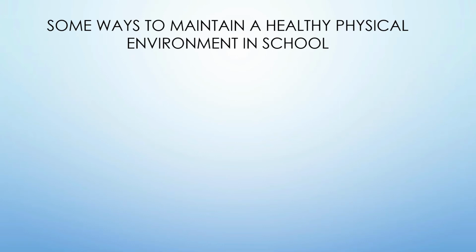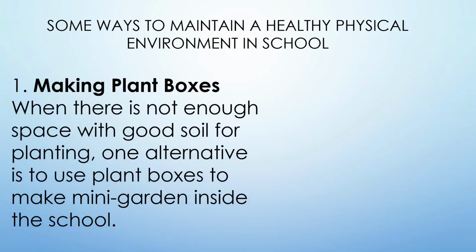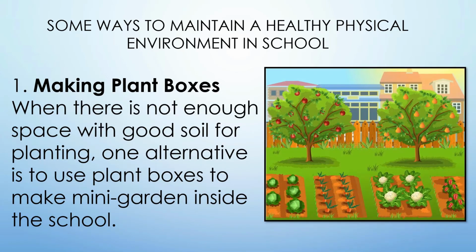There are some ways to maintain a healthy physical environment in school, and here are the following. Number 1, making plant boxes. When there is not enough space with good soil for planting, one alternative is to use plant boxes to make a mini garden inside the school.